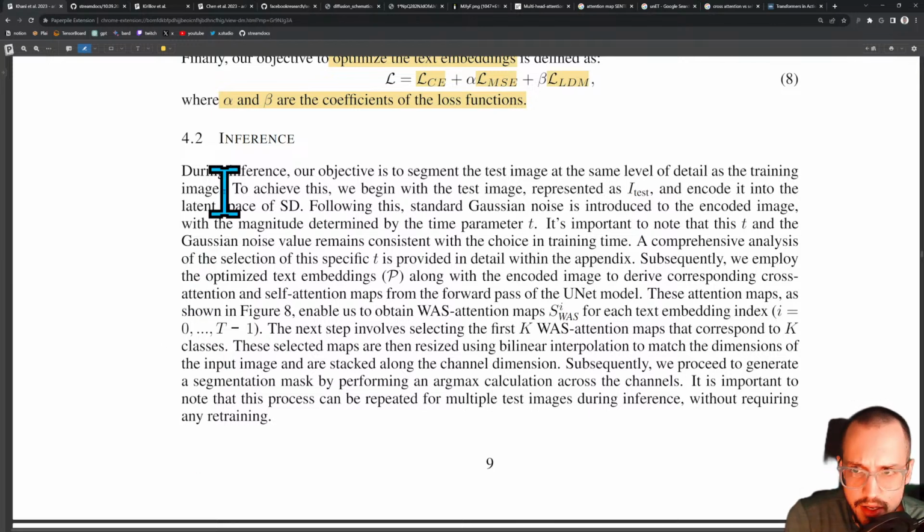because this is the question that John keeps asking, is how fast is this? During inference, our objective is to segment the test image at the same level of detail as the training image. To achieve this, we begin with a test image presented as iTest. Okay, so this is your one labeled example, and encode it into the latent space. Following this, standard Gaussian noise is introduced, magnitude determined by the time parameter t.